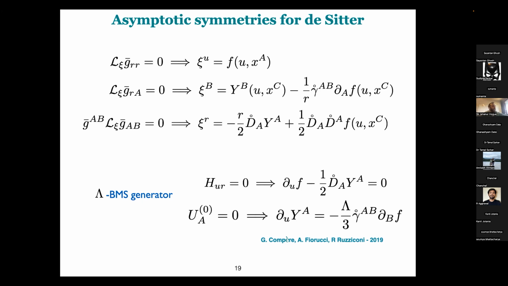And yeah, so the other thing I want to mention is that if you want to preserve the h_ur equals 0 condition, then you will get some constraint on this derivative of f.